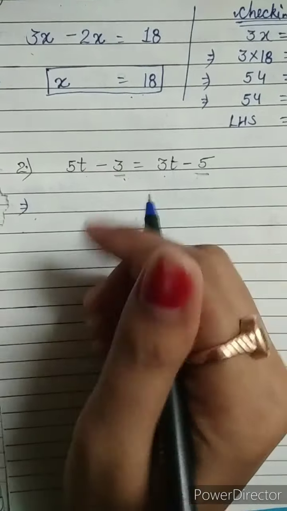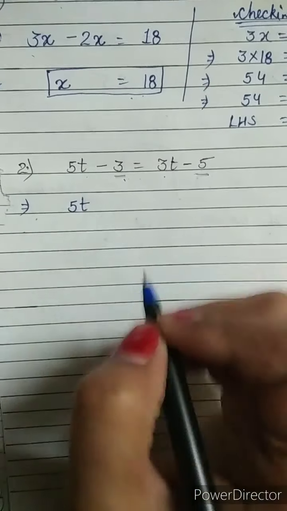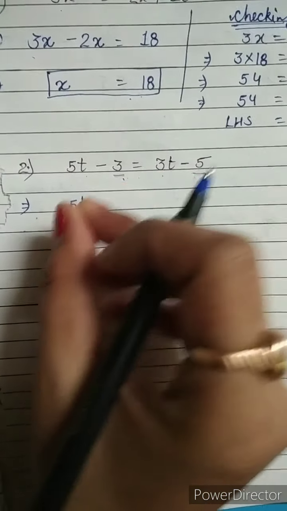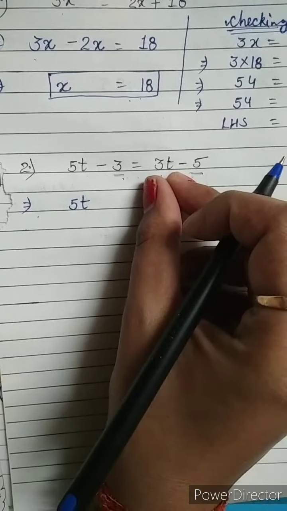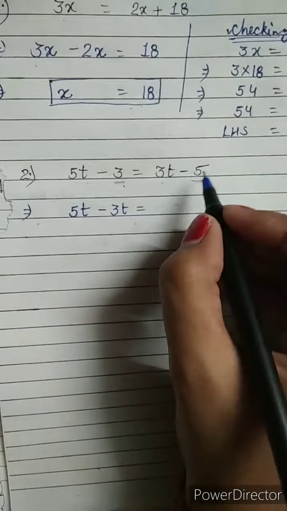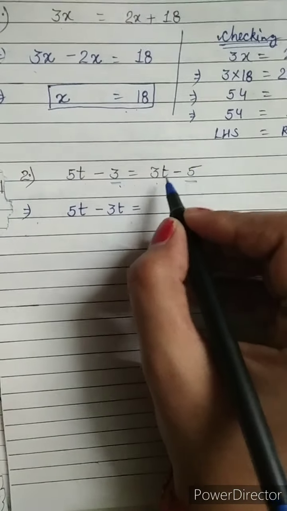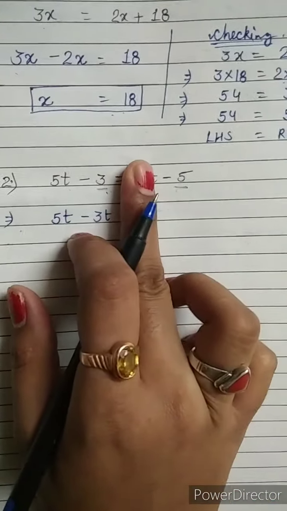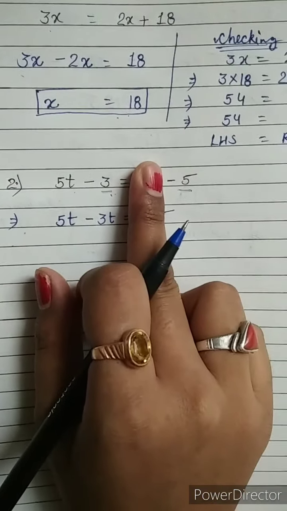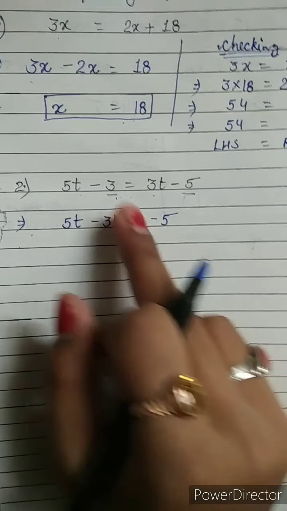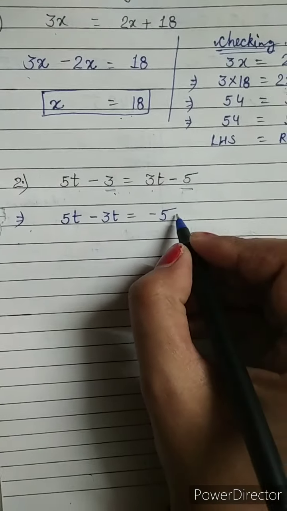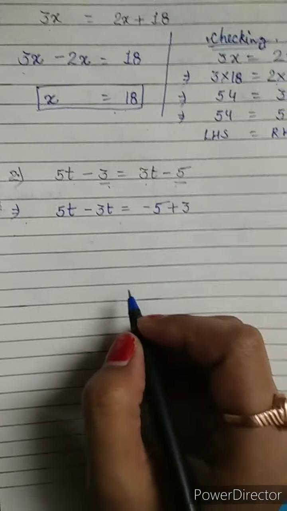On the left hand side we already have 5t. Now from the right hand side we will take this 3t to the left hand side. Here it is positive, so it will go as negative, minus 3t. Now 3t was coming from the right hand side, so what is remaining there? Only negative 5 was remaining there, that will come as it is. Here negative 3 will go to the opposite side as positive, so it will become positive 3.